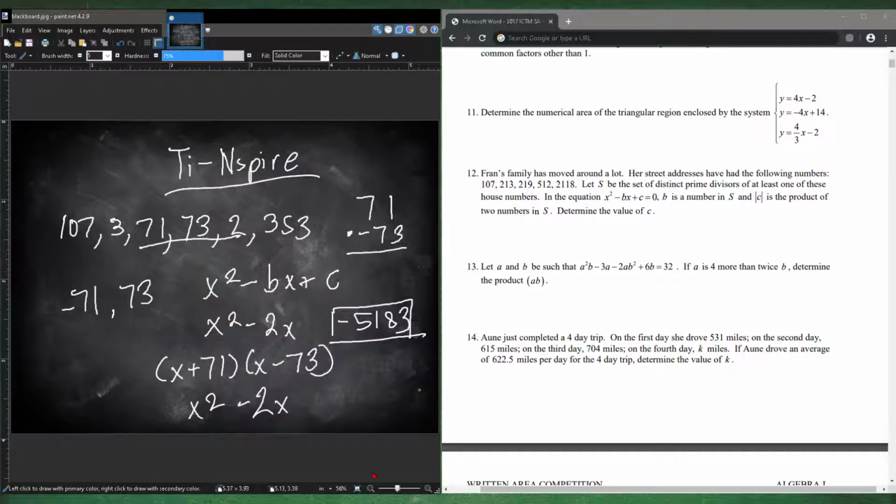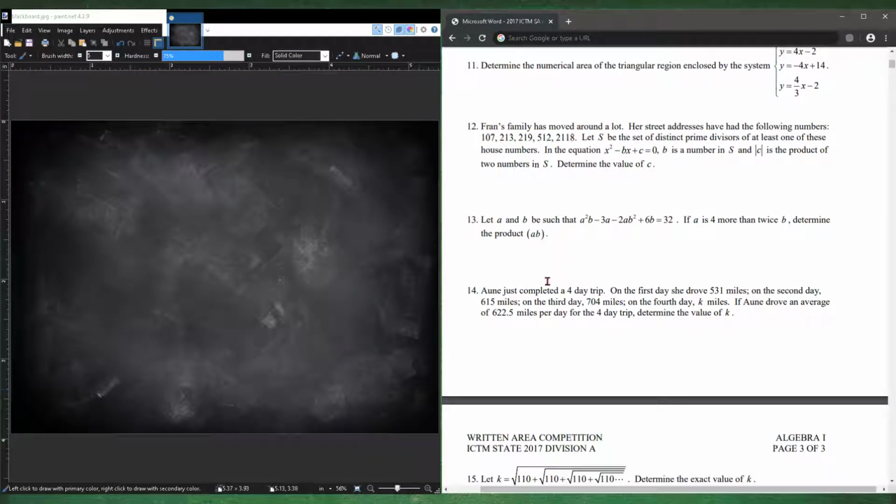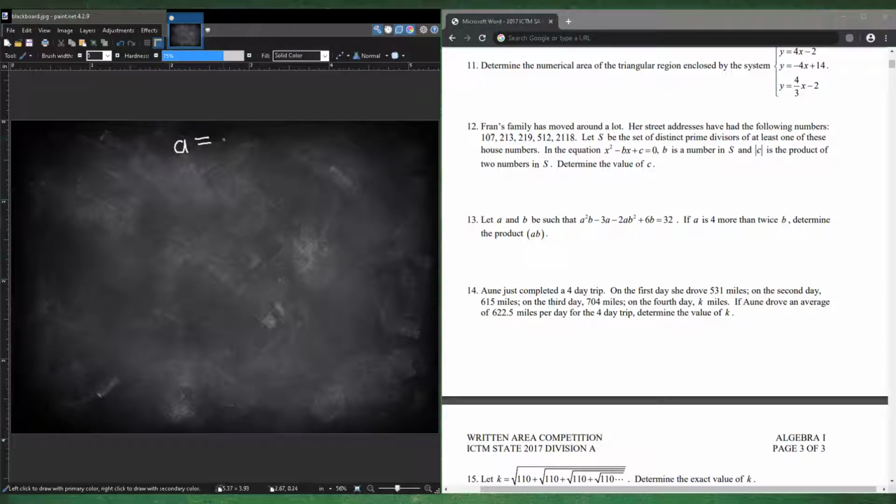Okay, number 13. Let A and B be such that a squared b minus 3a minus 2ab squared plus 6b is equal to 32. If a is 4 more than twice b, determine the product ab. Okay, so if a is 4 more than twice b, so 2b plus 4, right? Because a is 4 more than twice b, so you have to add 4 to this side to balance it out.